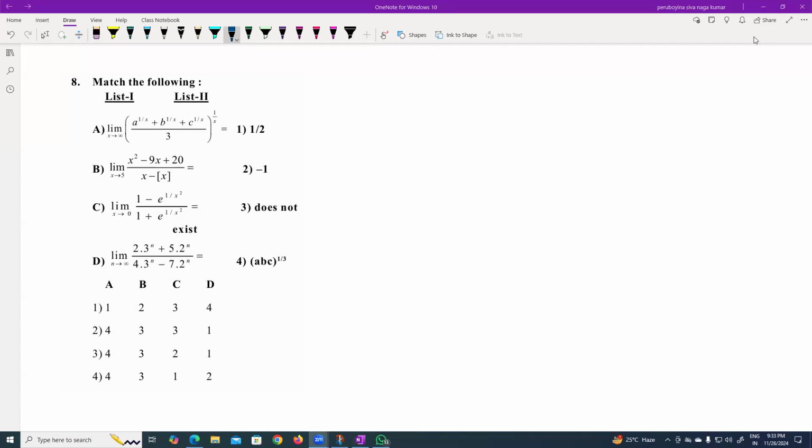So first we will solve problem number A. It is an infinite limit problem. Limit x extends to infinite. So add 1 and subtract 1: a power 1 by x plus b power 1 by x plus c power 1 by x, whole divided by 3, minus 1. I added 1 because the base has a variable and the power is also a variable.